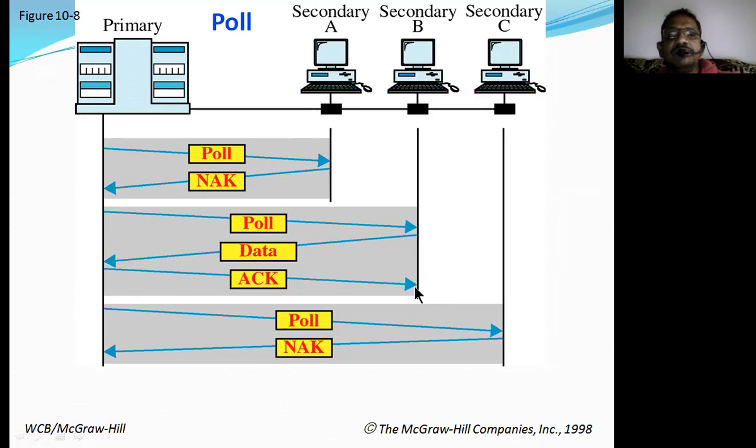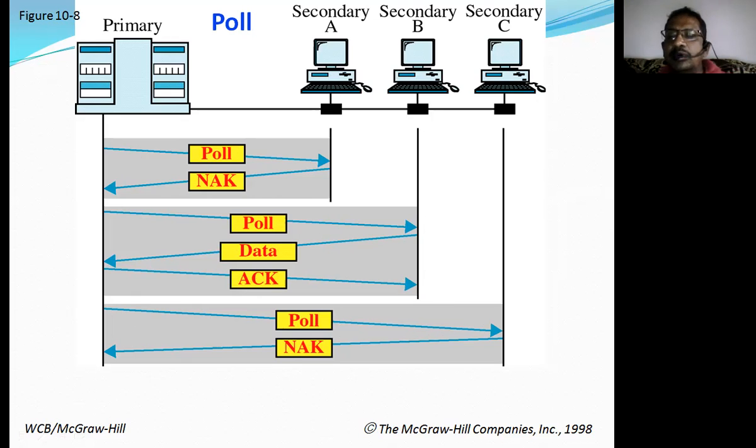If it receives it, fantastic. Secondary B understands that the data has been received by the primary. If it receives a negative acknowledgement, it once again retransmits the data frame to the primary station. Similarly, the same kind of process is going to be continued for all the other secondary stations using the poll signal. So remember that poll select is normally used for two basic purposes.